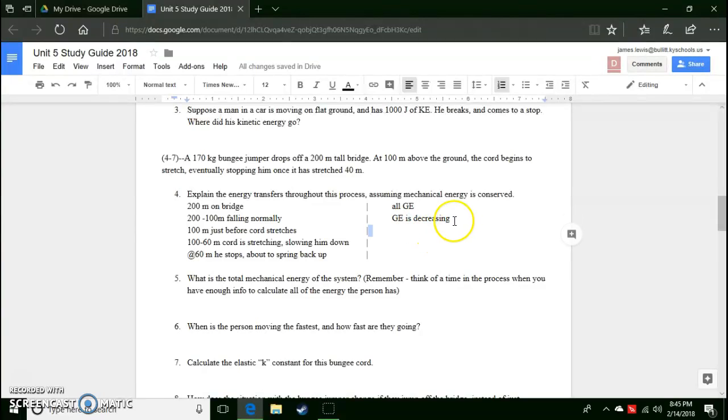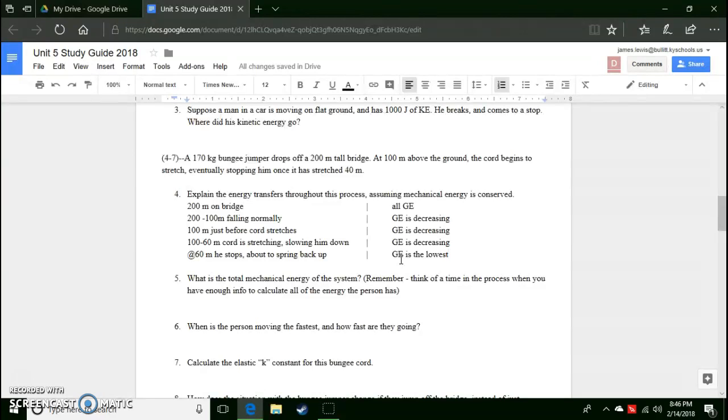Sorry about that, excuse me. So we know that the gravitational energy is decreasing every time that you're going lower. So I'm going to go ahead and put that in every single space. GE is decreasing. GE is decreasing. GE is decreasing. And then at this point, GE is the lowest. It doesn't get any lower than that, because you don't go any lower than that.